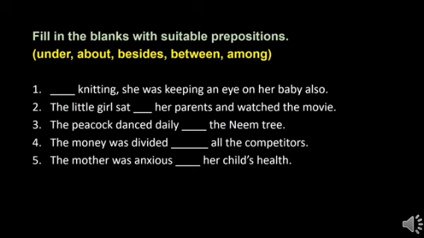The peacock danced daily dash the neem tree. The money was divided dash all the competitors. The mother was anxious dash her child's health. So choose the appropriate preposition and fill in the blanks. Hope by the next class you will have completed the given activities.